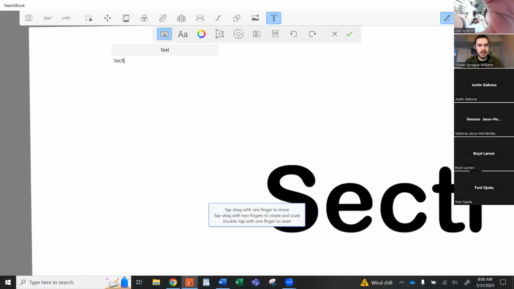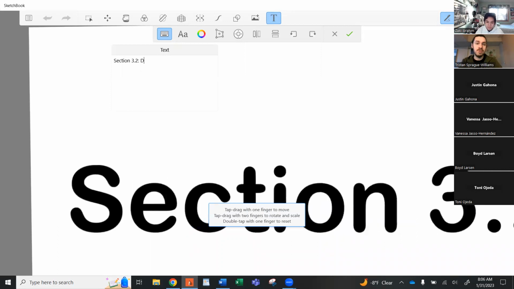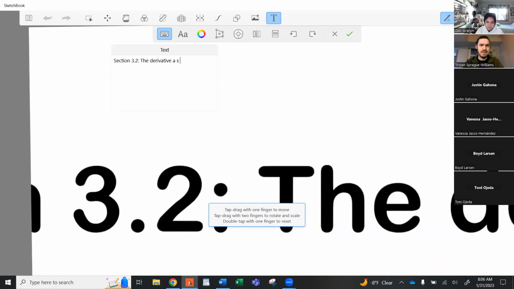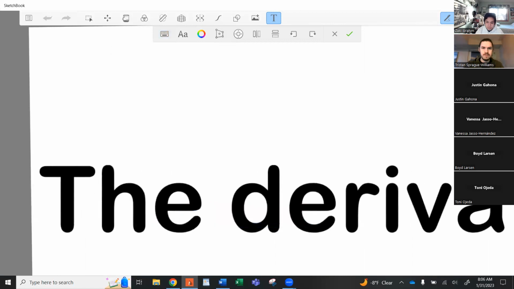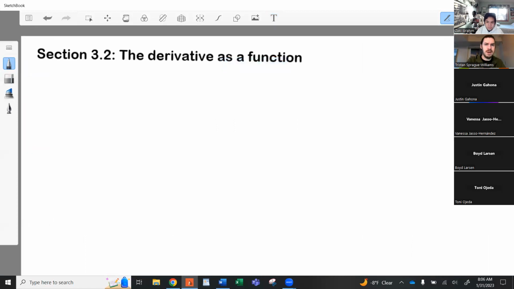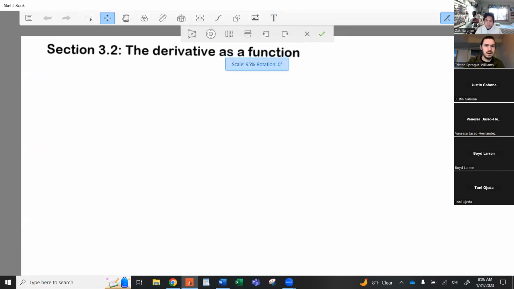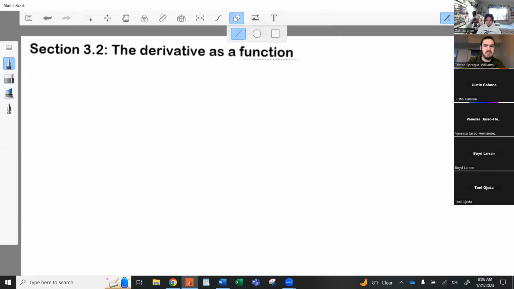We have been working lately on section 3.2, which is about the derivative as a function. Okay, not just as a particular individual thing, like not just a number, like the slope of a tangent line, but rather as a function in its own right.